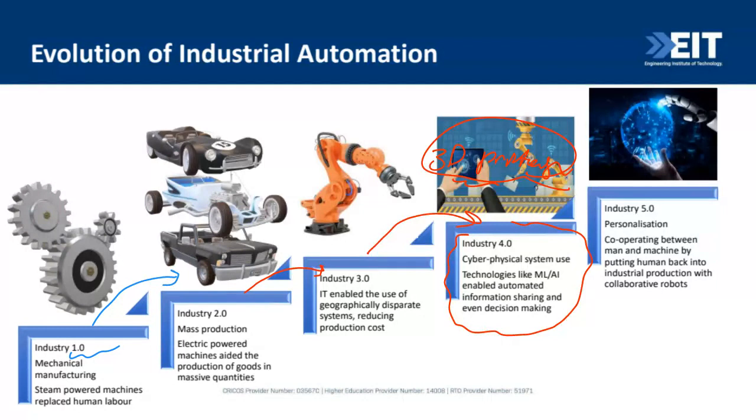Industry 4 is the era of cyber physical systems to get advantage of machine learning and artificial intelligence, which makes our machines able to autonomously think, make decisions, and act. Also, they can share their information. So machine learning and artificial intelligence are the main part of cyber physical systems, the main part of this technology.